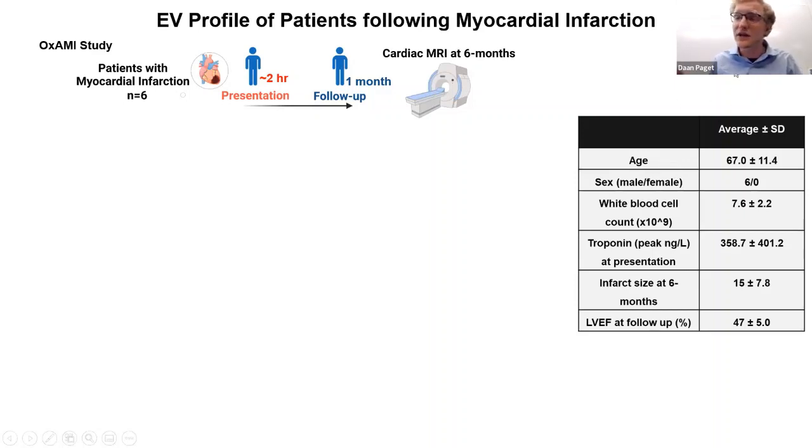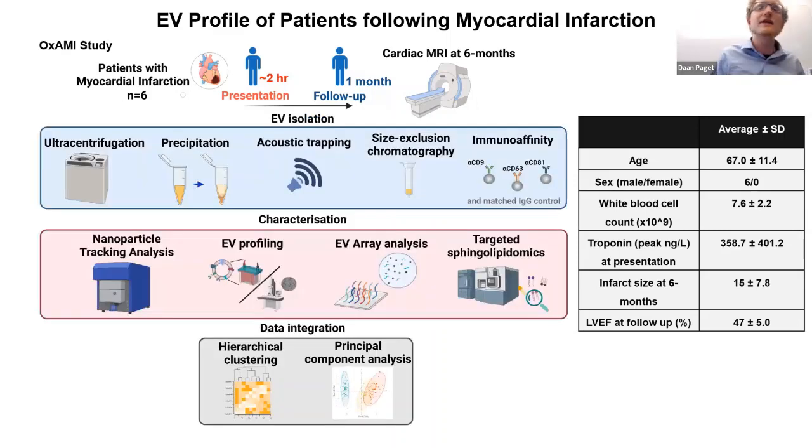They were only male patients because we wanted to remove any sex differences. And then you can see that the infarct they had at 6 months was approximately 15%, which is relatively large. Following this study, we did the same pipeline where we isolated the extracellular vesicles using 5 different methods, then characterized them, and then looked at the protein profile and lipid profile.